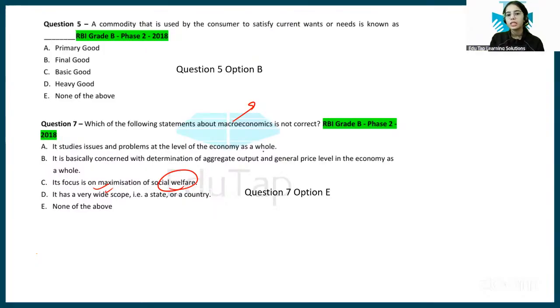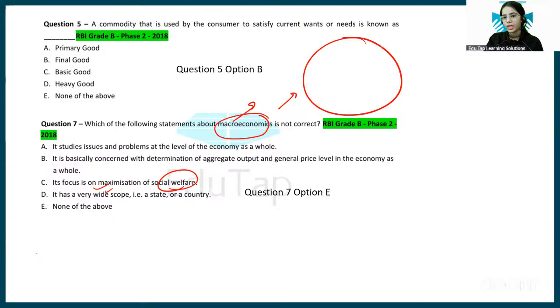Similarly, when we study macroeconomics, when we are studying the whole of the country, why are we studying the whole of the country? So that we can maximize the social welfare. We are not studying the whole of the country to target the country or to reduce the welfare. We are studying the country so that we can increase the welfare of the country, right?